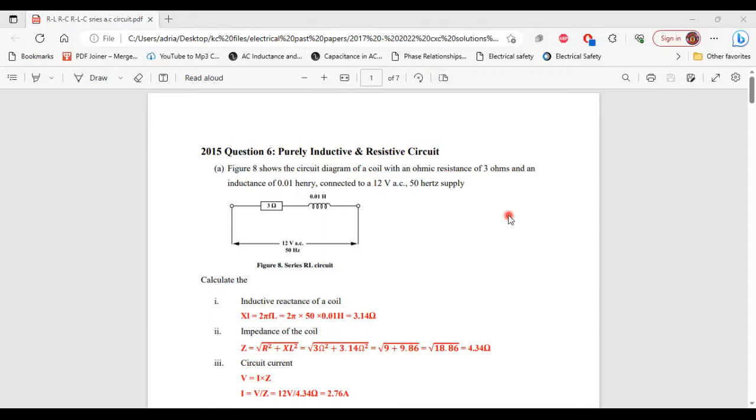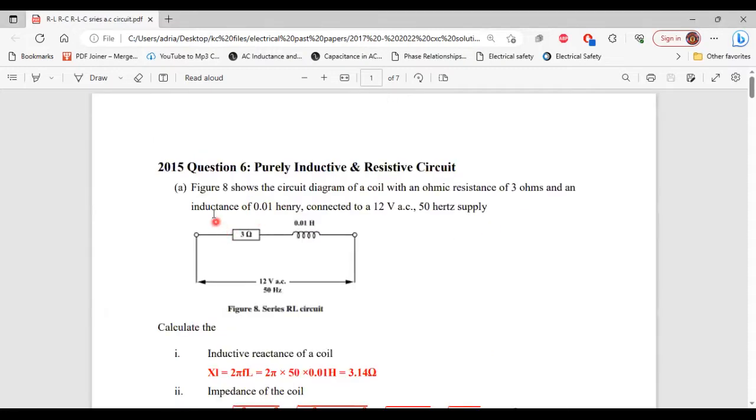All right, so for question 6 from the 2015 past paper, part A, it says: Figure 8 shows the circuit diagram of a coil with an ohmic resistance of 3 ohms and an inductance of 0.01 Henry connected to a 12-volt AC 50 Hertz supply. So here is Figure 8, the series RL circuit.